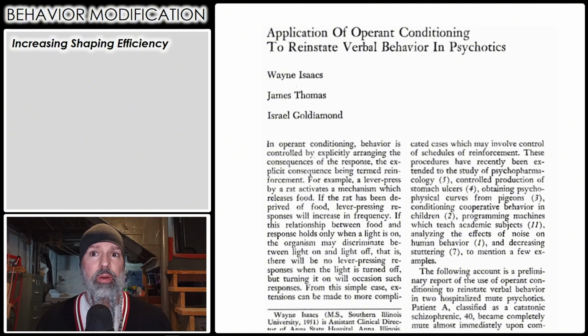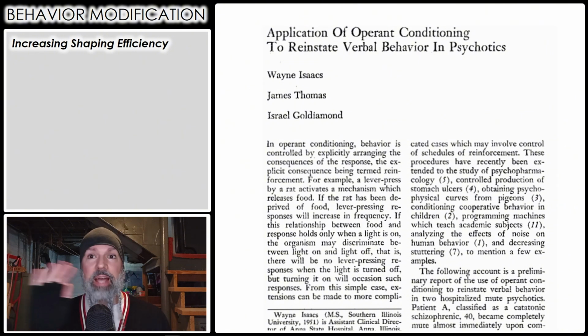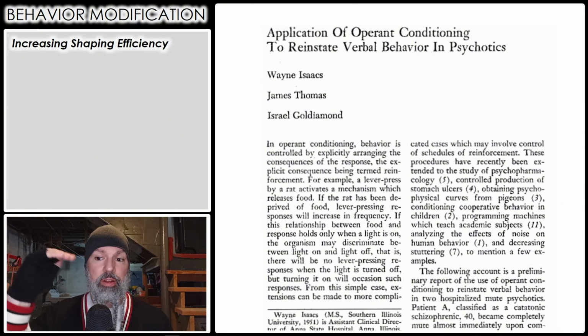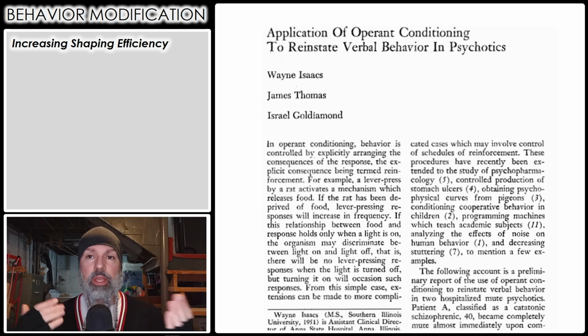And just to kind of show you how extreme, Isaacs et al. were trying to reinstate verbal behavior in these patients. So they were trying to do something as simple as getting patient A to say the word gum if they wanted gum or if they saw gum. They were trying to reinstate the verbal behavior of, here's a piece of gum, and you look at it and say, oh, gum. That's it. That was the target behavior that they were trying to get to. And they used shaping techniques in order to do that.